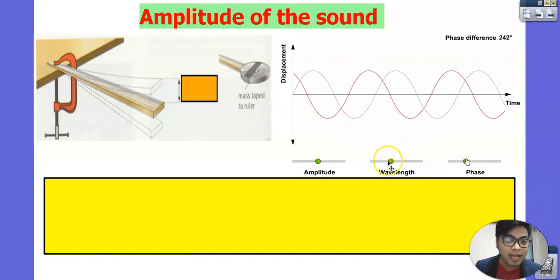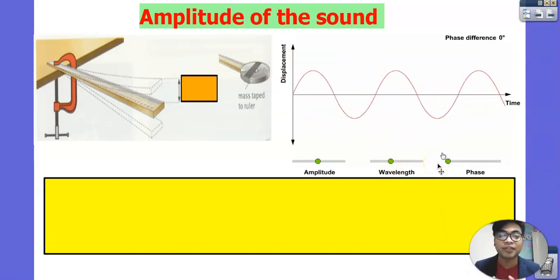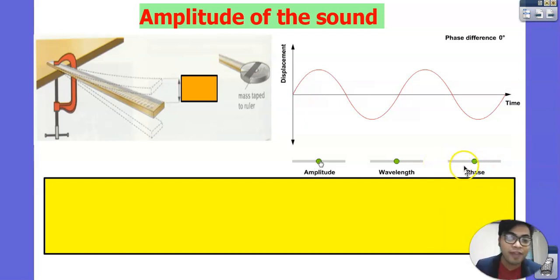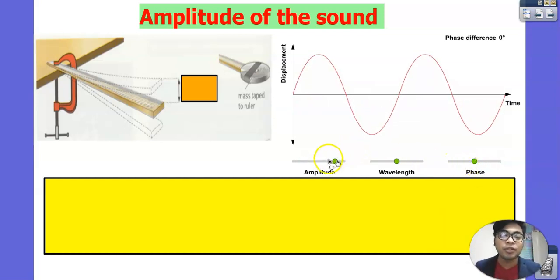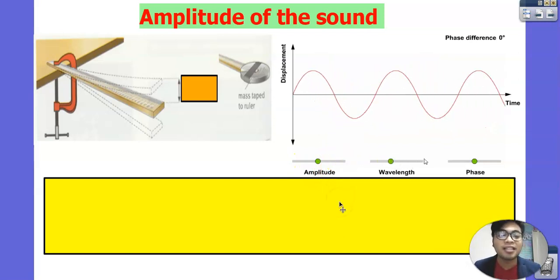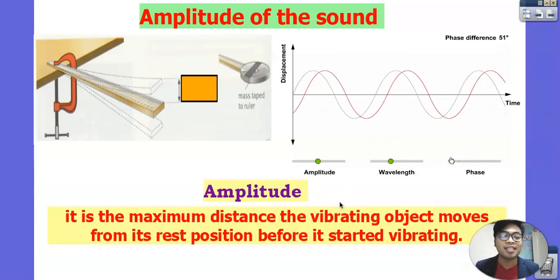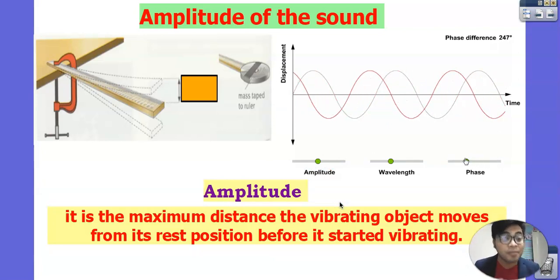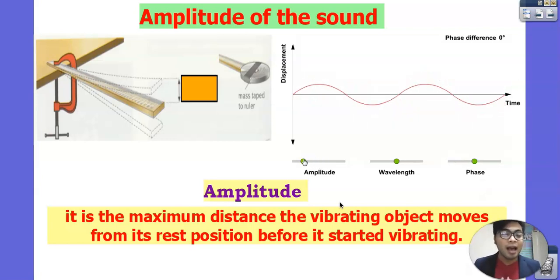So we call this one the wavelength. Just never mind the phase first. We're gonna take a look at the phase in our next topic, but I just want you to focus on the amplitude. Look at this one. If we are adjusting the amplitude here, we are actually adjusting the height or the distance of the vibrating object as it moves from its rest position before it started vibrating.